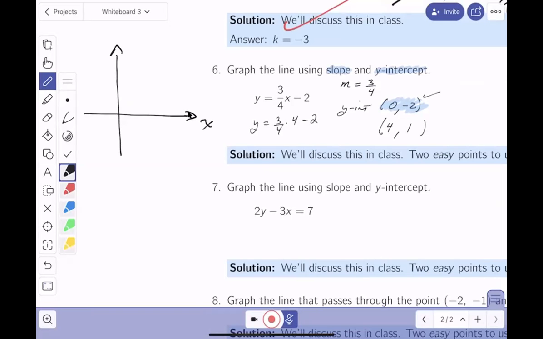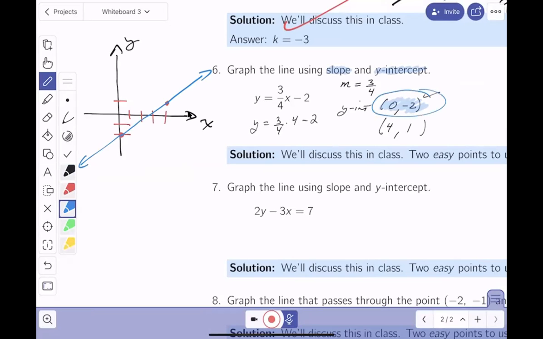This is the x-axis and y-axis. We're not looking for great pictures, by the way. But let me do this over here. 0, minus 2. That's right there. And then 4, 1, right? 1, 2, 3, 4, and then 1 up. Let me draw my line through that. It doesn't have to be perfect. That's the line.